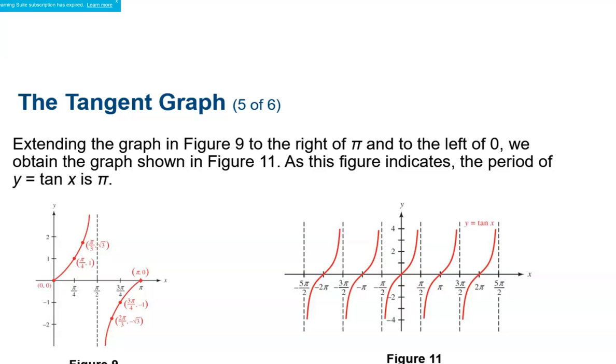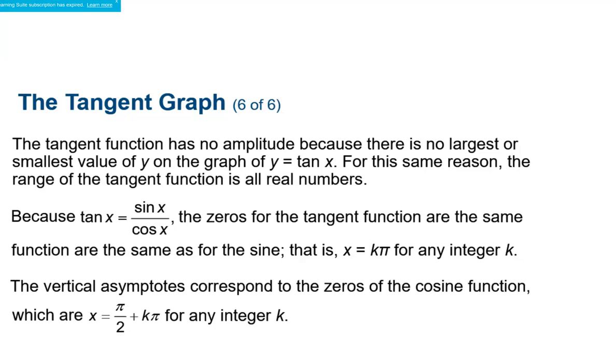Extending the graph to the right of pi and to the left of 0, we obtain the graph shown in figure 11. As this drawing indicates, the period of y equals tangent x is pi, because it goes from pi over 2 to 3 pi over 2, which is pi. The tangent function has no amplitude because there is no largest or smallest value of y on the graph of y equals tangent x. For this same reason, the range of the tangent function is all real numbers.